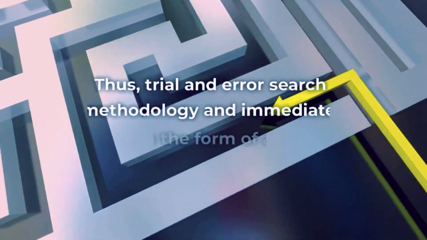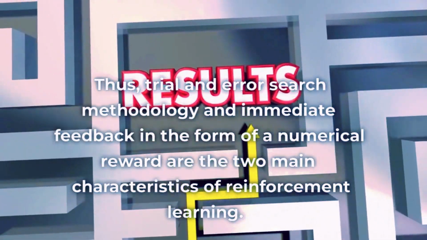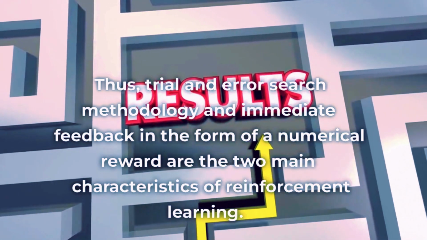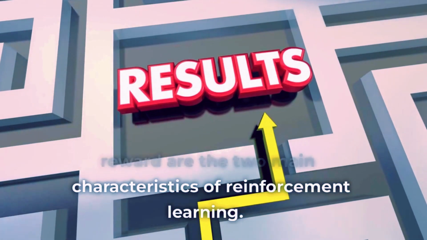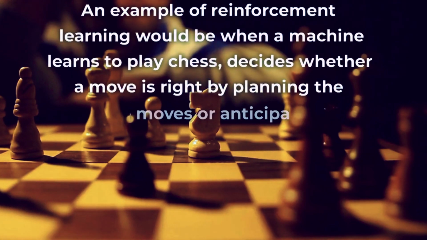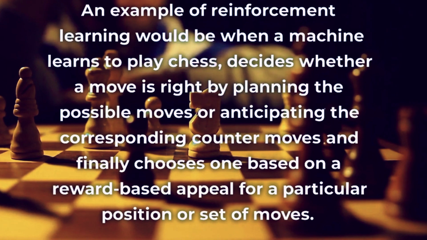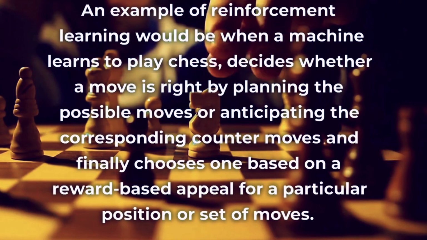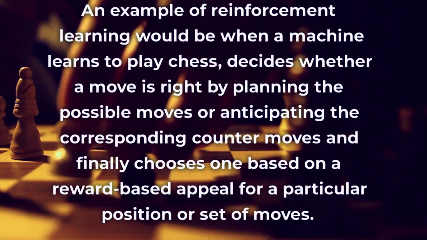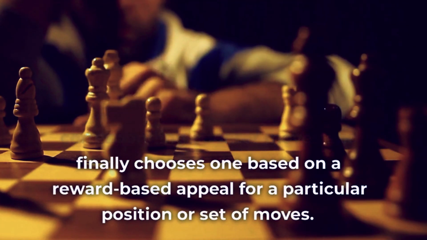Thus, trial and error search methodology and immediate feedback in the form of a numerical reward are the two main characteristics of reinforcement learning. An example of reinforcement learning would be when a machine learns to play chess, decides whether a move is right by planning the possible moves or anticipating the corresponding counter moves, and finally chooses one based on a reward-based appeal for a particular position or set of moves.